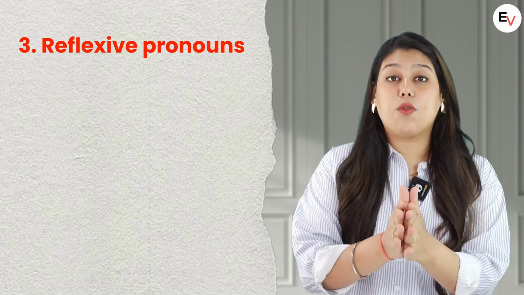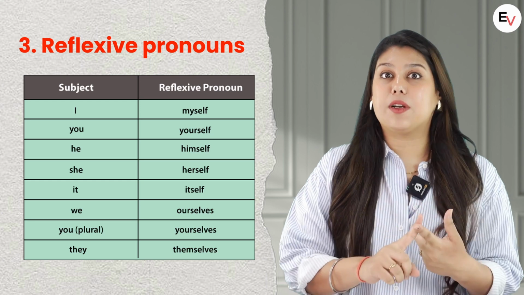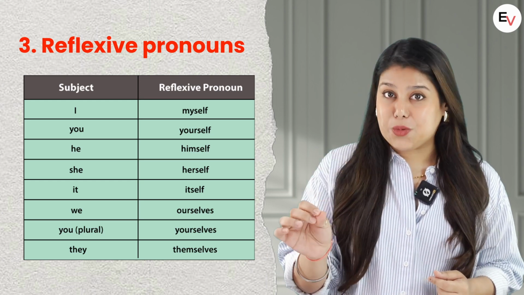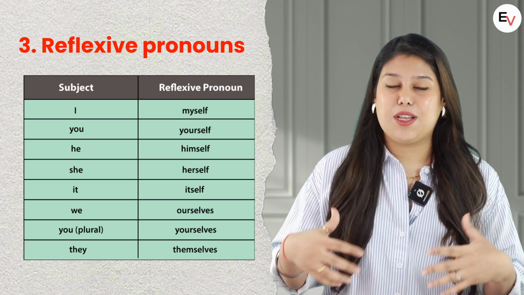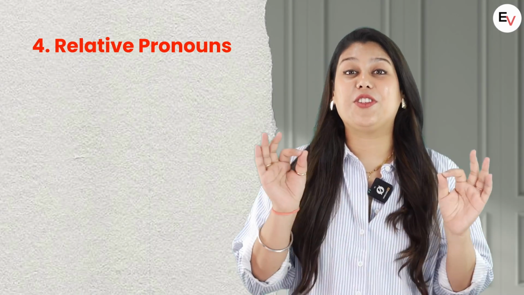For your help, you can always refer to this chart. I will become myself. He will become himself. She will become herself. It will become itself. They will become themselves. We will become ourselves. Simple? Moving on to relative pronouns.